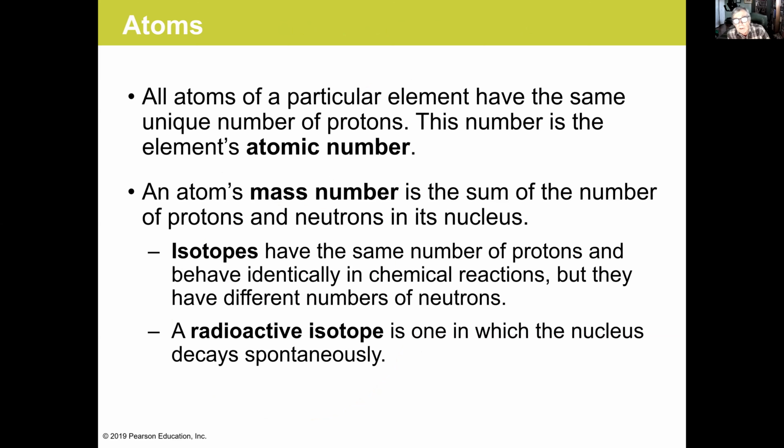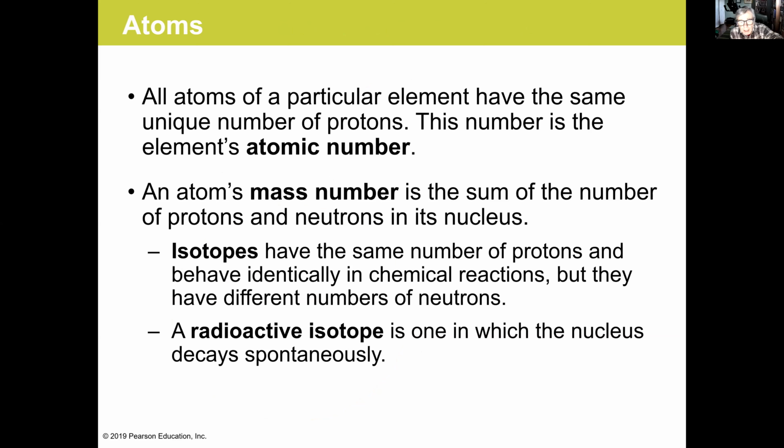So all atoms of a particular element have the same unique number of protons. This is the element's atomic number. And coincidentally, it also has the same number of electrons. That atom has the same number of protons as electrons. An atom's mass number is the sum of the number of protons and neutrons. Remember, electrons don't have any mass.